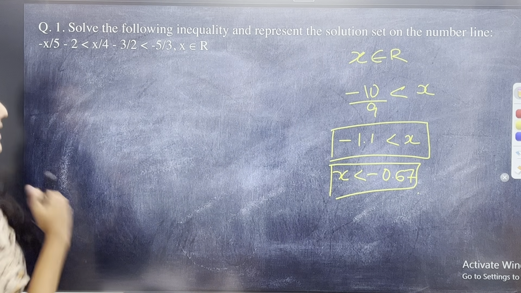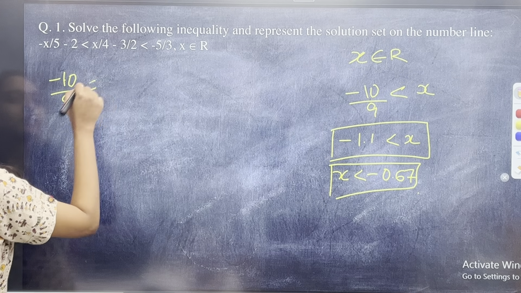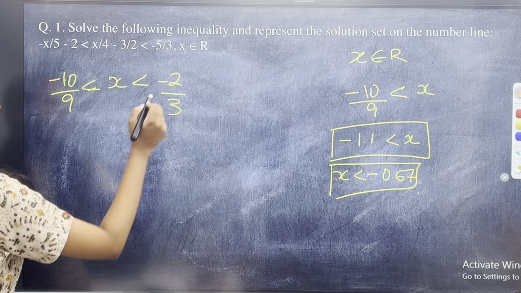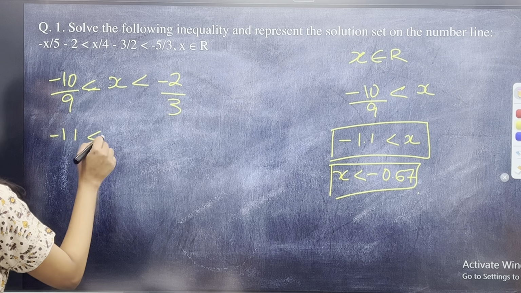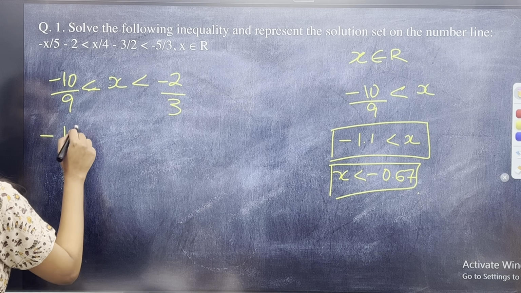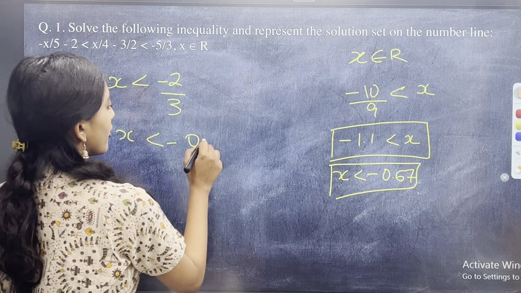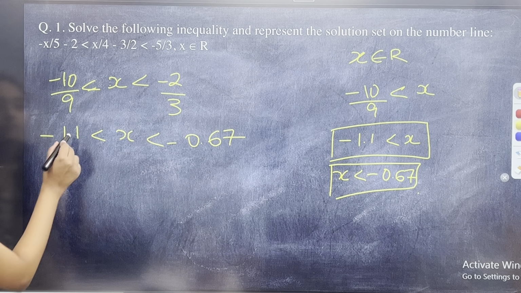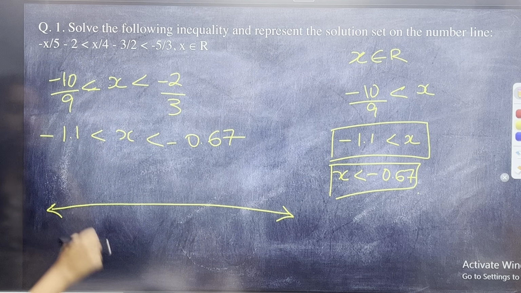Okay, let's get started. So we have minus 10 by 9 is less than x is less than minus 2 by 3, which is basically minus 1.1 is less than x is less than minus 0.67. Let us try to represent this on the number line. You have the number line, इतनी बड़ी number line तो चाहिए भी नहीं है.